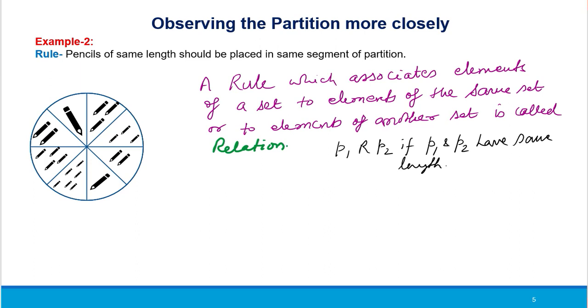Now you can also observe that in the case of partition, it is also established that there is some sort of equivalence among the objects lying in the same partition set. And therefore, this type of relation, which is imposing some sort of equivalence among the elements present in the same partition set, is called an equivalence relation.